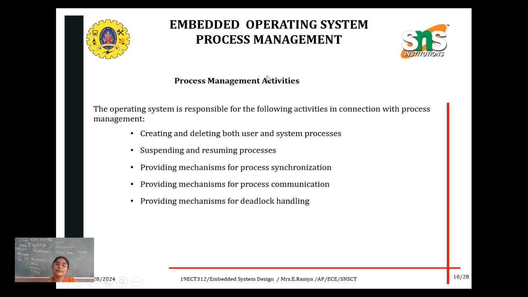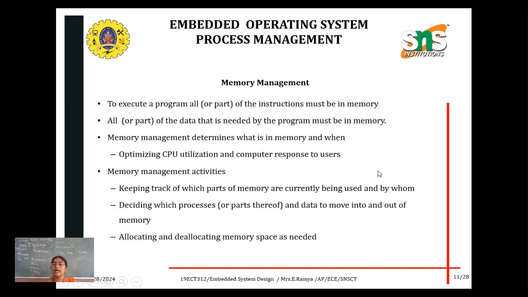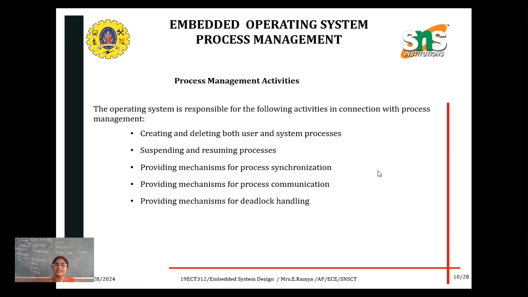What are the process management activities? Creating and deleting both user and system processes is one of the activities. Suspending and resuming processes, providing a mechanism for process synchronization, providing a mechanism for process communication, and a mechanism for deadlock handling. Process synchronization and process communication are two different activities. First, we discussed process management activities.